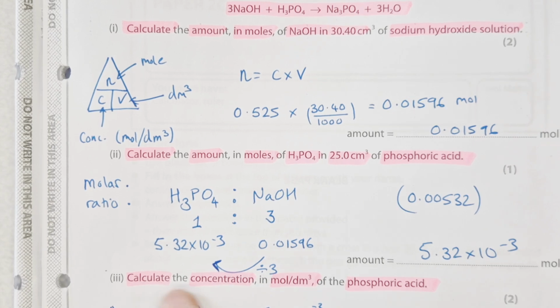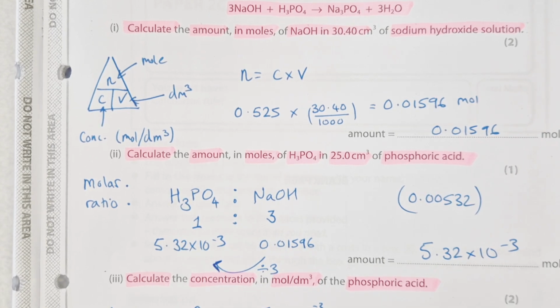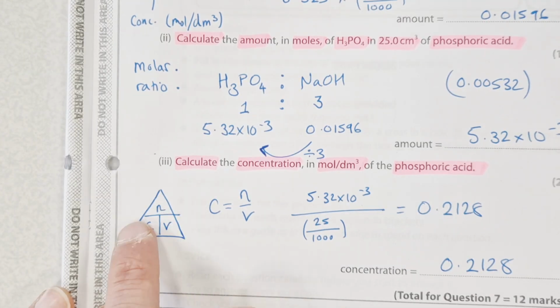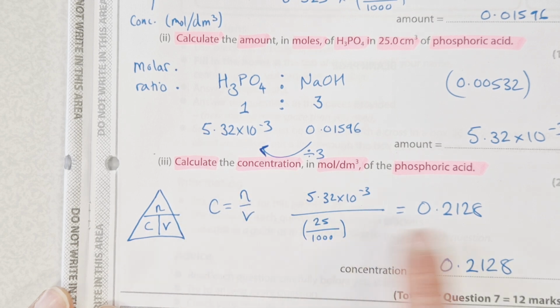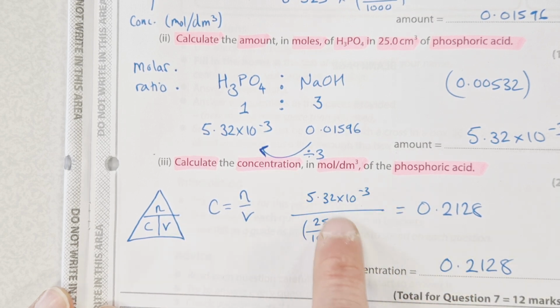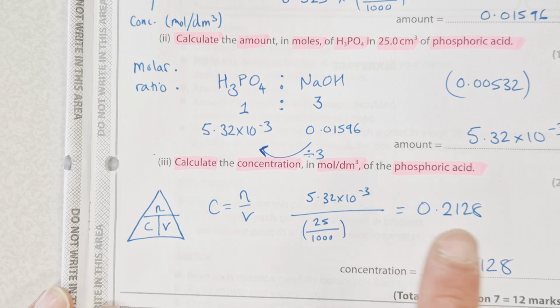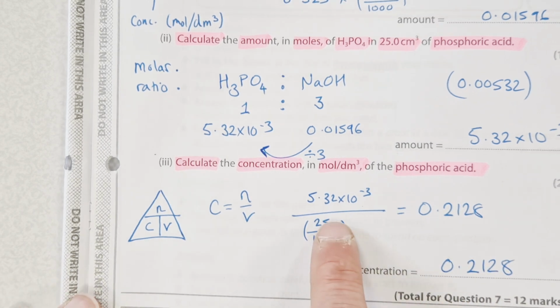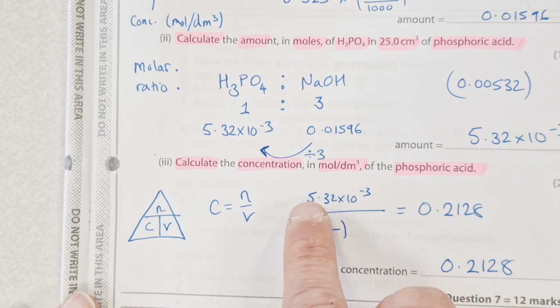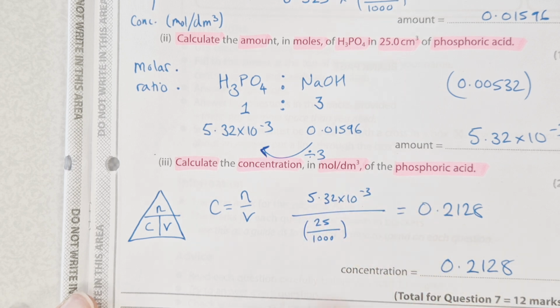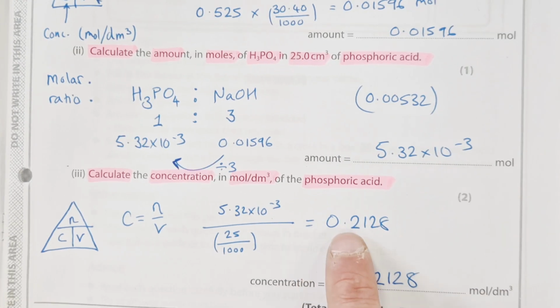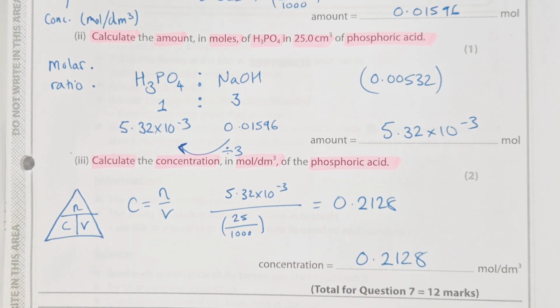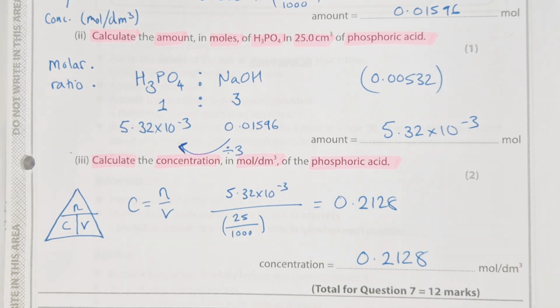The final part of the question says calculate the concentration in moles per litre of that phosphoric acid. Again, applying our formula triangle, moles, concentration, volume. Concentration was moles over volume, so that would be the number of moles divided by the volume of the phosphoric acid, again converted into litres or decimeters cubed. So 25 over 1,000 to convert the centimeters cube value into decimeters cube value. So 5.32 times 10 to the minus 3 divided by 0.025 equals 0.2128 moles per litre, which is the eventual concentration of our phosphoric acid. And they've broken this titration calculation into 3 manageable steps.